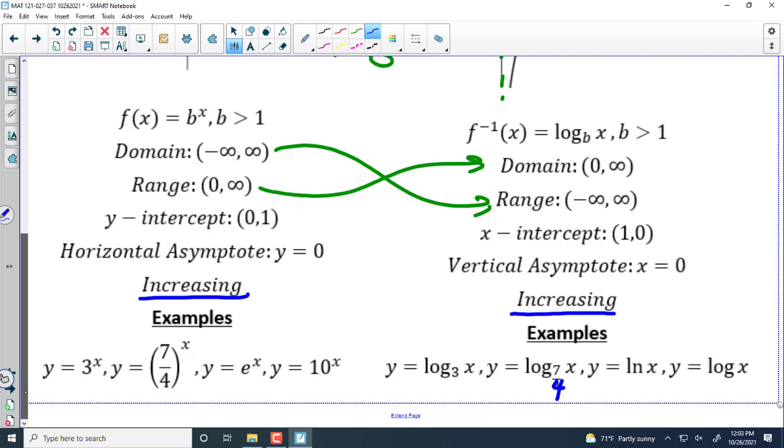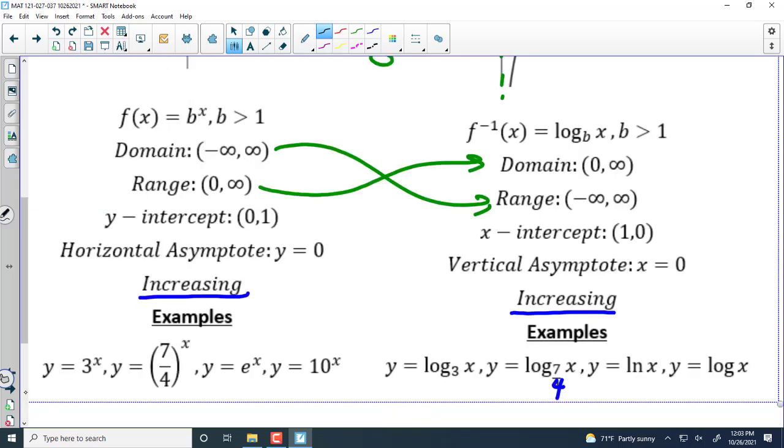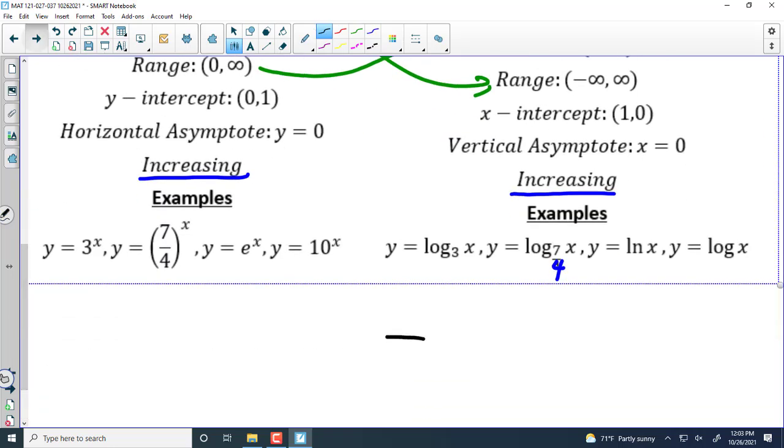Class, I'm just going to make this the only thing on that page. That's it. New page.